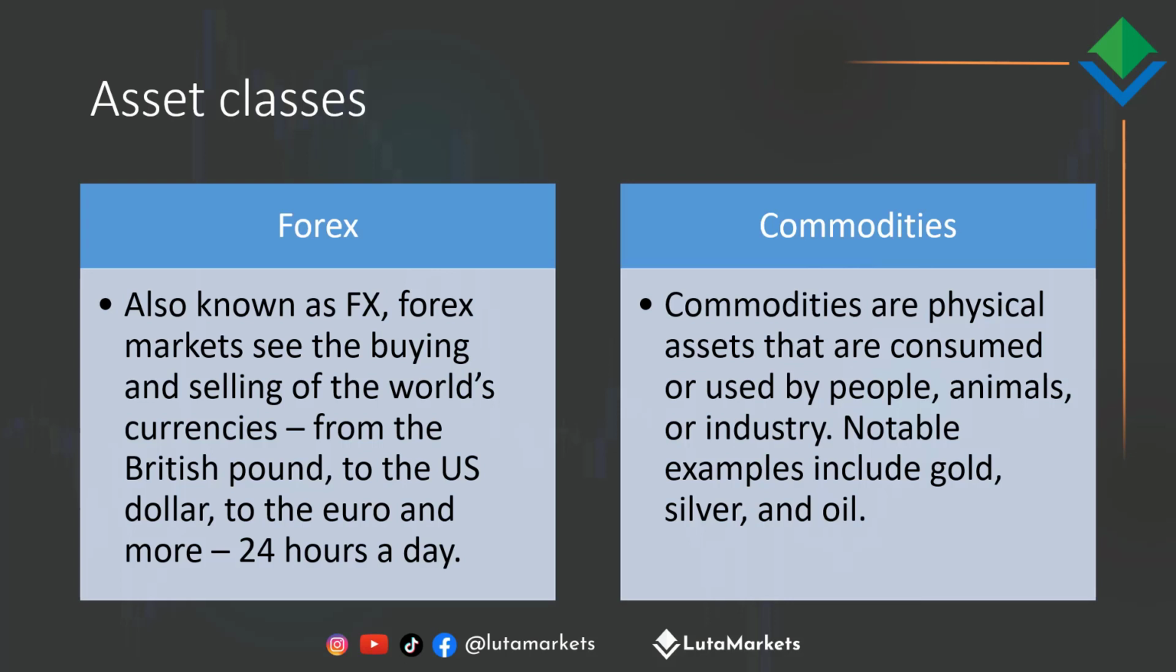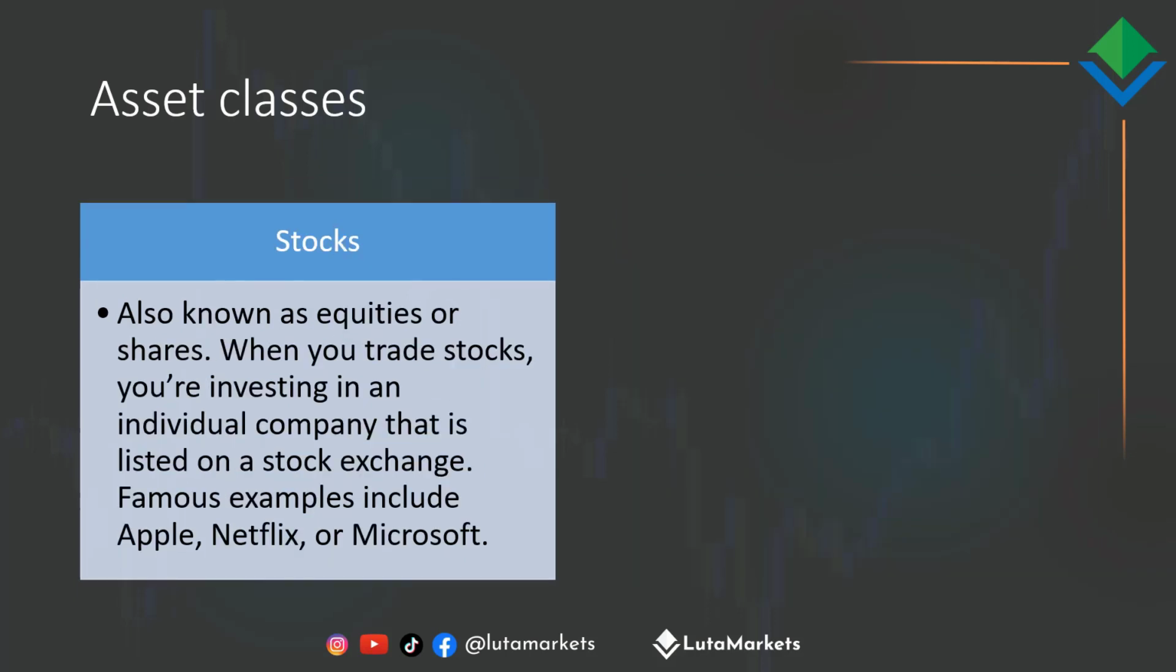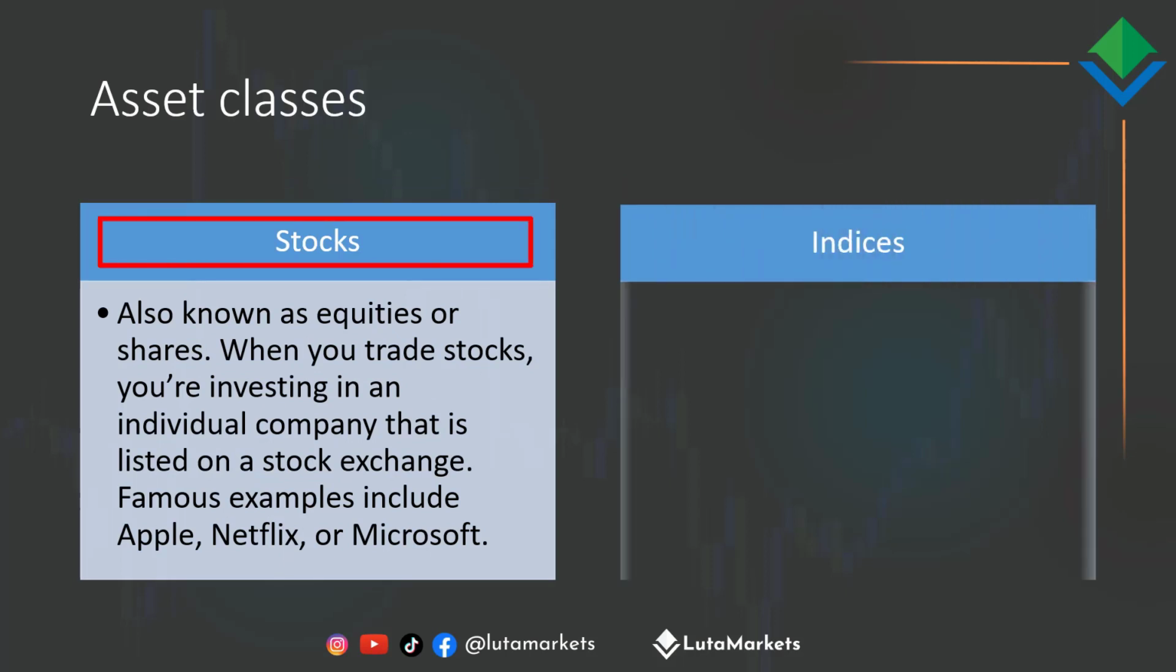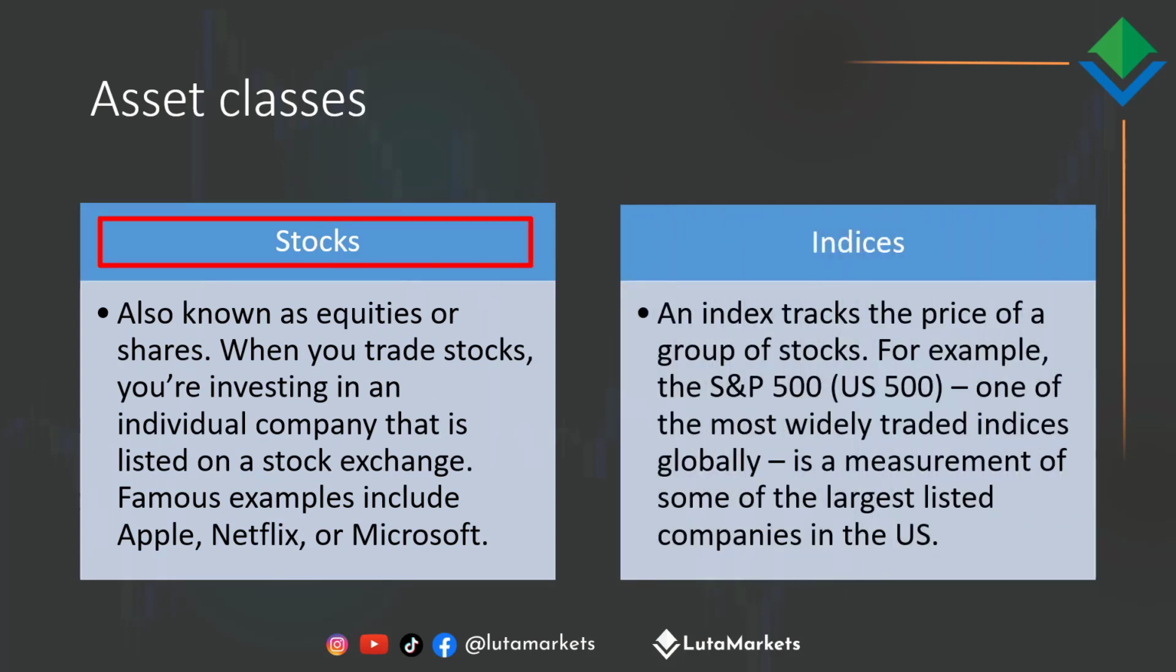Commodities. Commodities are physical assets that are consumed or used by people, animals, or industry. Notable examples include gold, silver, and oil. Stocks, also known as equities or shares. When you trade stocks, you're investing in an individual company that is listed on a stock exchange. Famous examples include Apple, Netflix, or Microsoft.